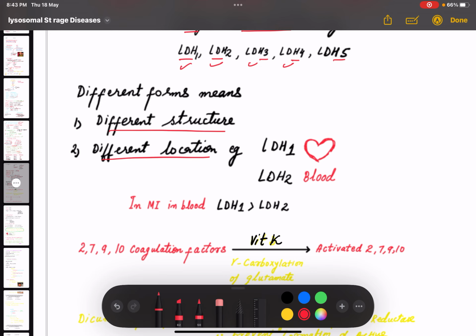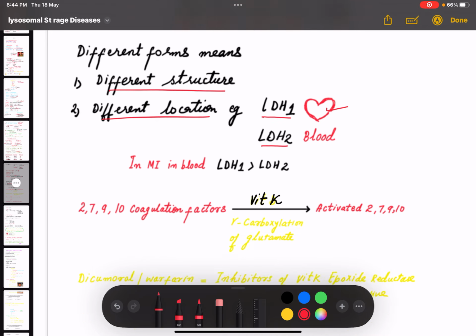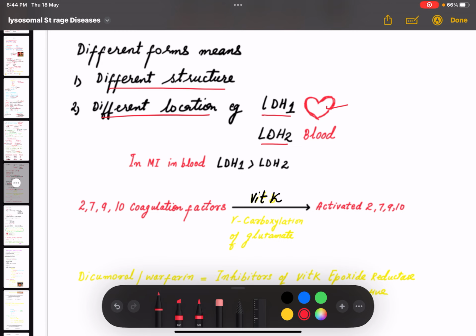For example, LDH1, that is lactate dehydrogenase 1, is present in our heart, and LDH2 is present in our blood. It means LDH1 is abundant in the heart, LDH2 is abundant in blood. A patient having myocardial infarction, that is heart attack, in that condition this will flip. I've told you normally what is going to happen. Normally, we have abundant LDH1 in the heart.